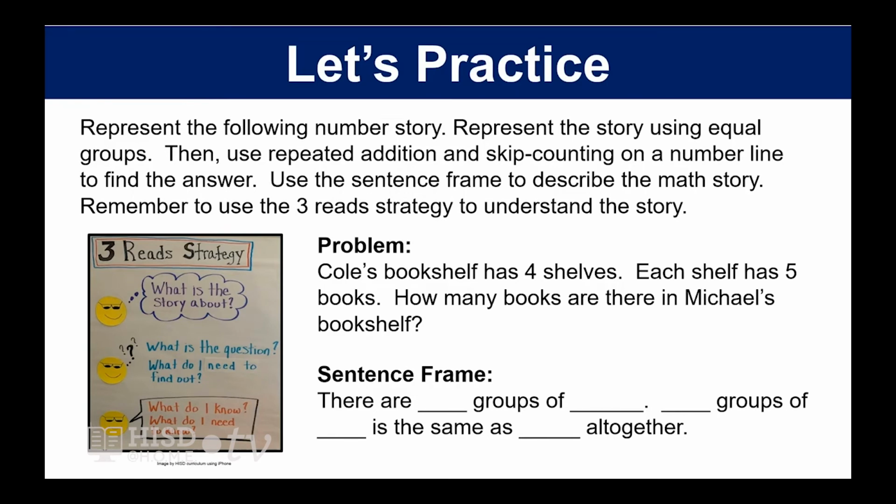Our problem today. Cole's bookshelf has 4 shelves. Each shelf has 5 books. How many books are there in Michael's bookshelf? Your sentence frame. There are blank groups of blank. Blank groups of blank is the same as blank altogether.